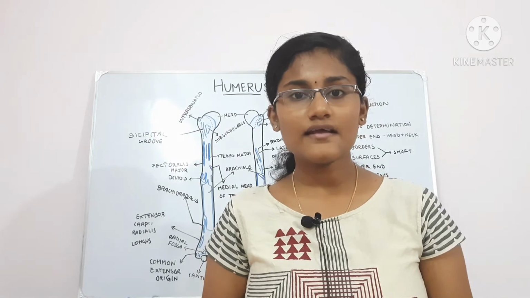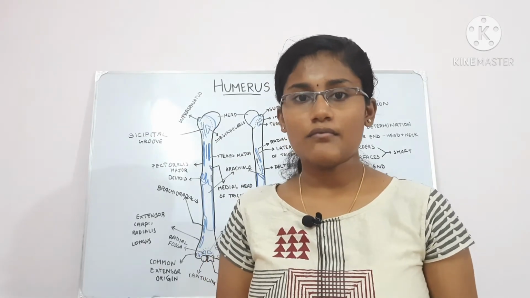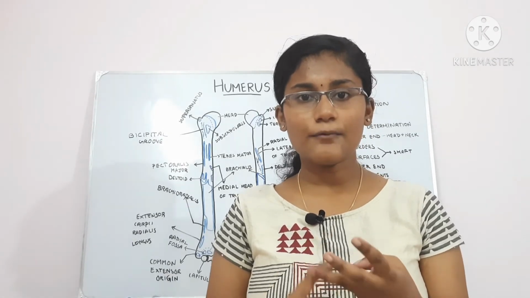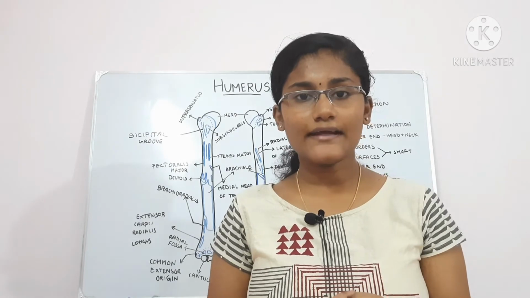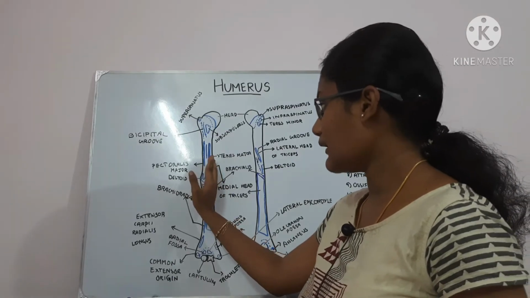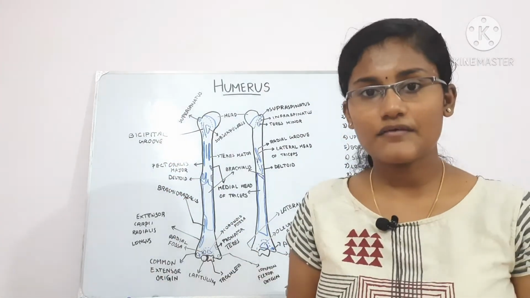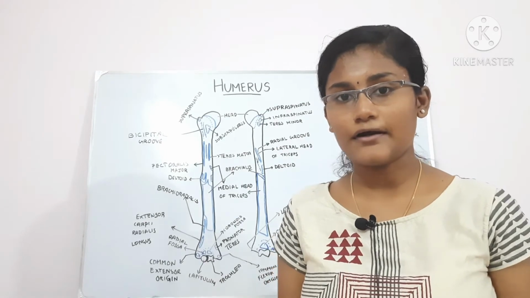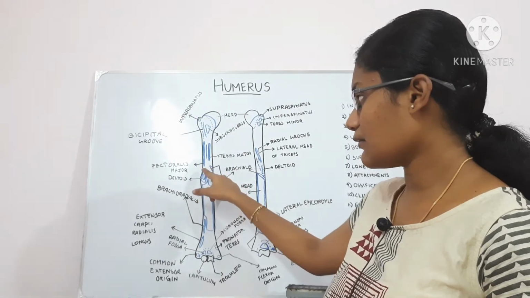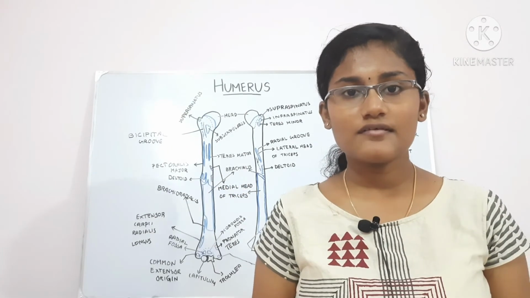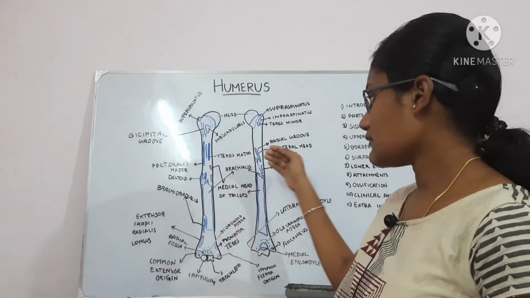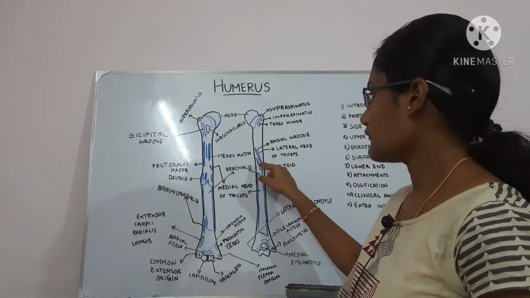Now let's talk about the three surfaces of the humerus. That is the anteromedial surface, anterolateral surface and the posterior surface. The anterolateral surface is present over here, between the anterior and the lateral border. On its middle, it is marked by a characteristic V-shaped tuberosity called the deltoid tuberosity, which gives attachment to the deltoid muscle. And on the back of this part, there is the radial groove.